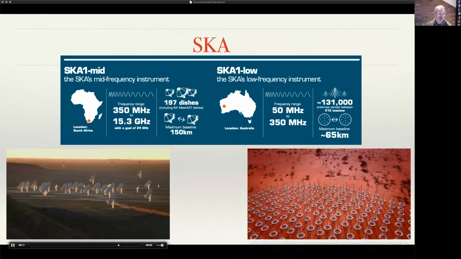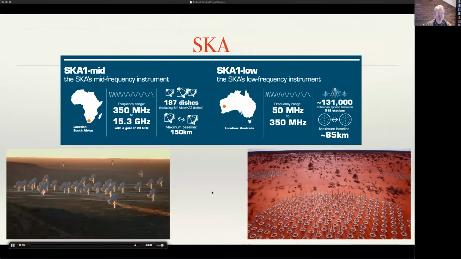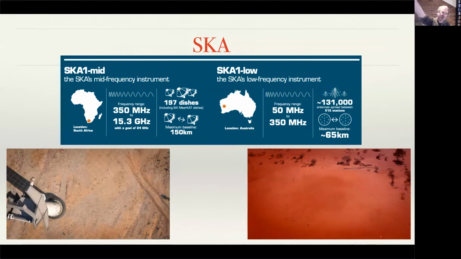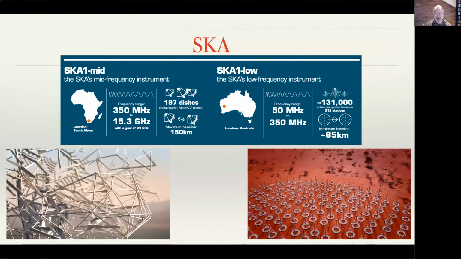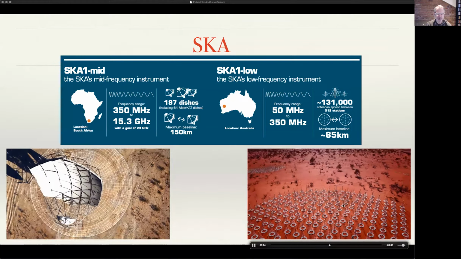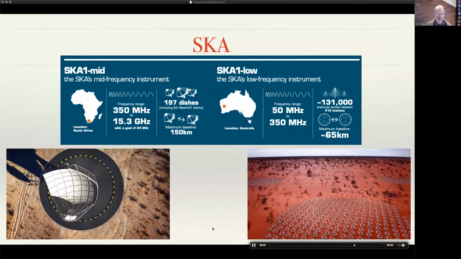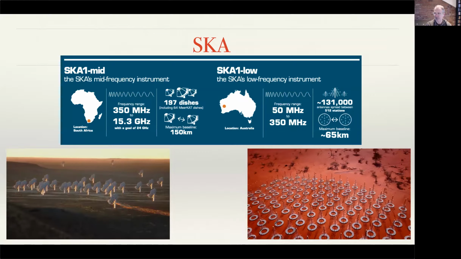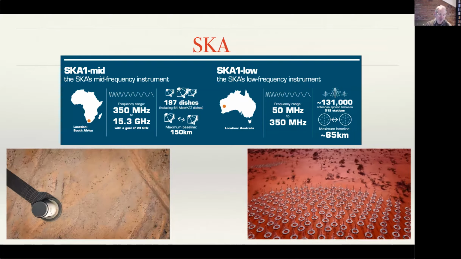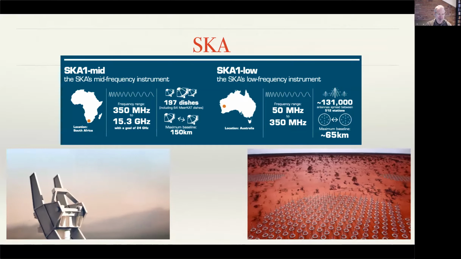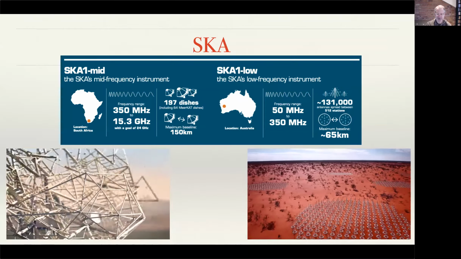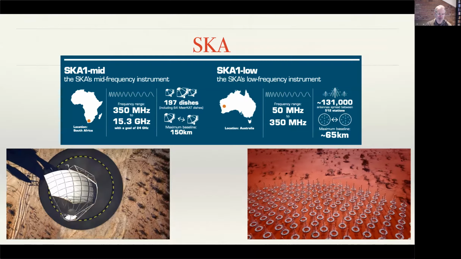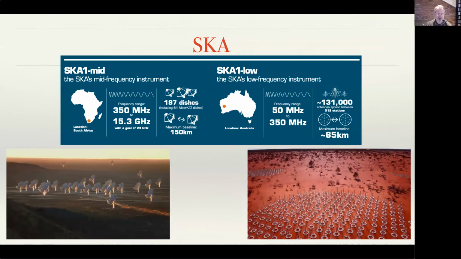You can see on the left-hand side, there'll be these so-called dishes in South Africa. They will operate at frequencies of 350 megahertz and above. And then below 350 megahertz, we'll use these so-called dipole antennas located in Western Australia. You can see that in both cases, they're located in very remote regions. This is so that we get as far as possible away from human activity, which can generate radio interference.